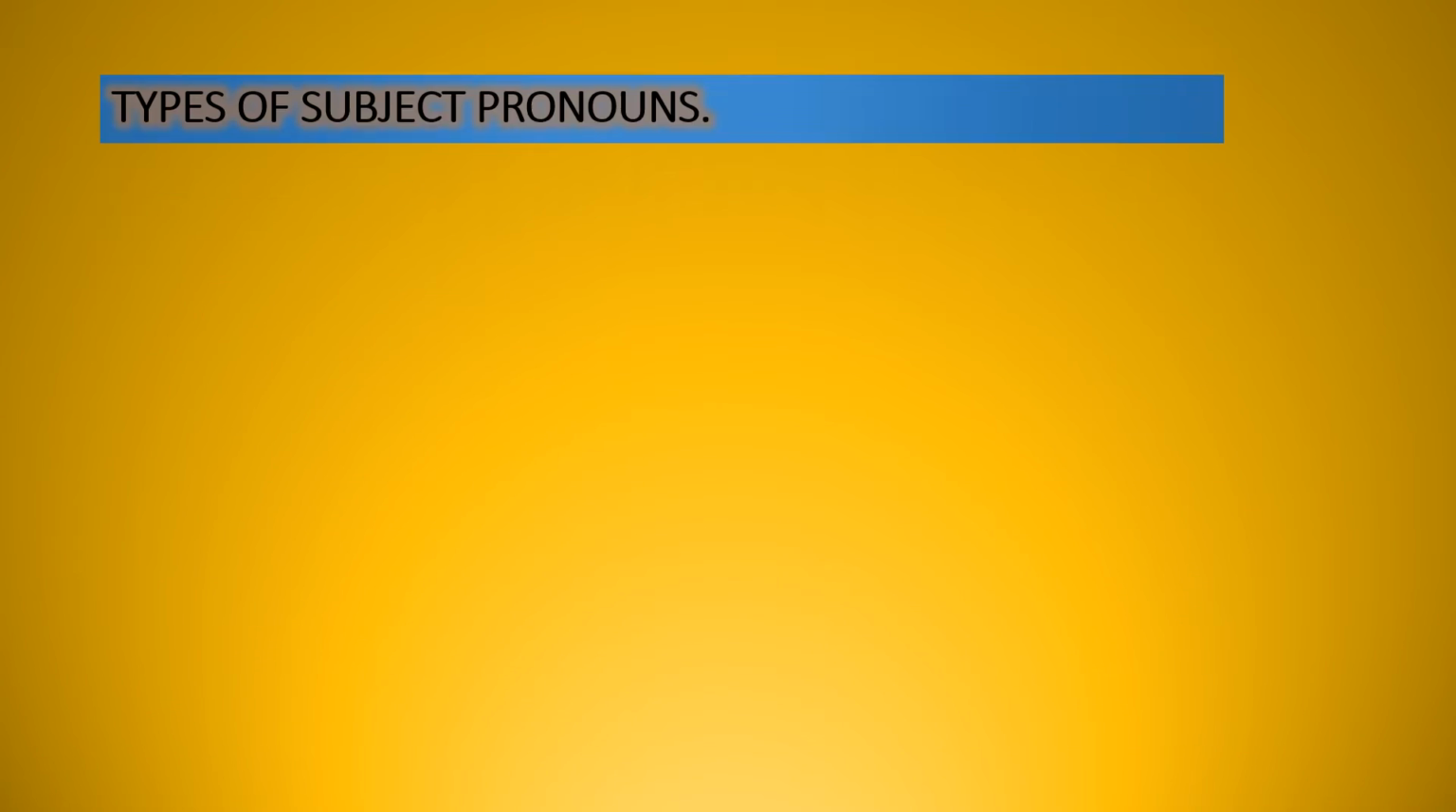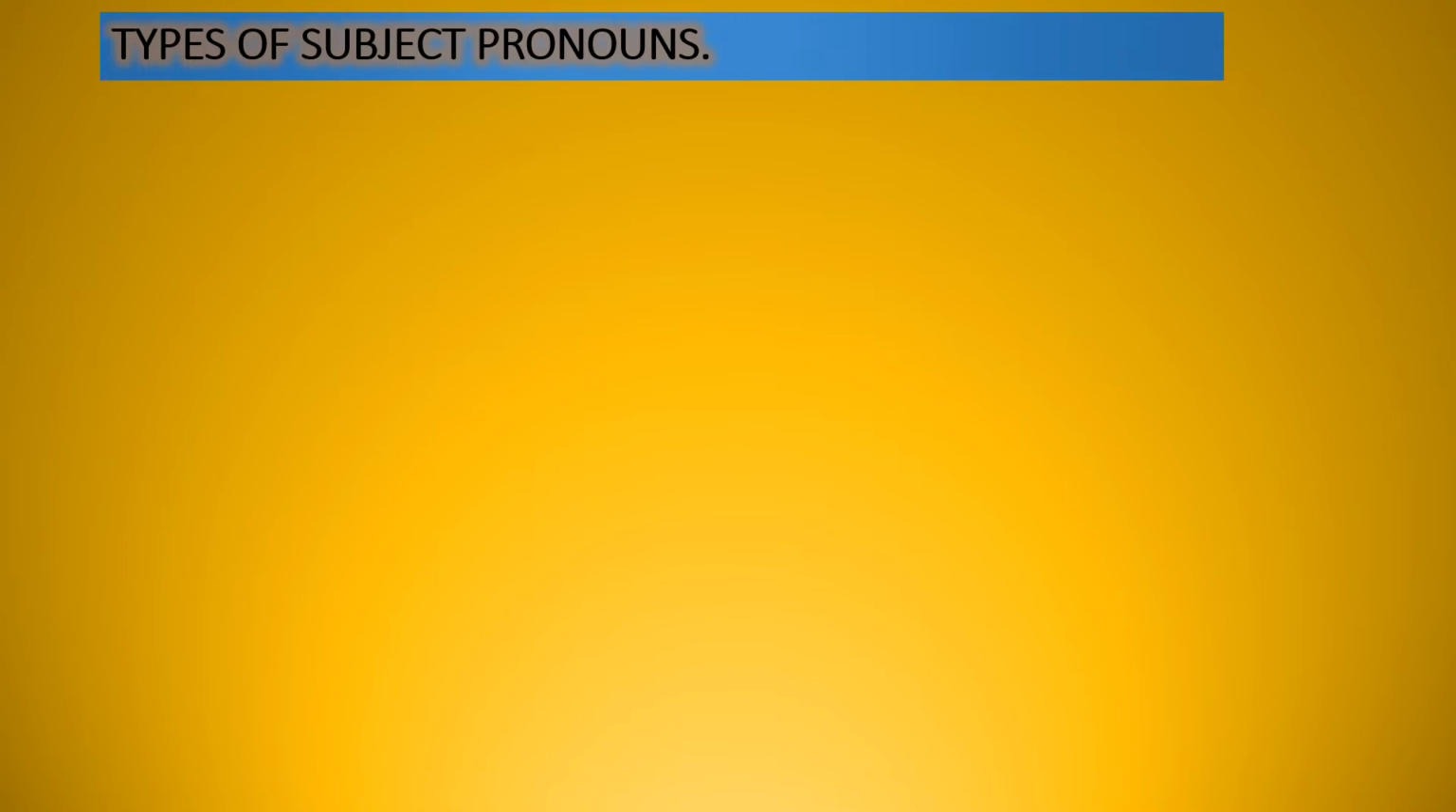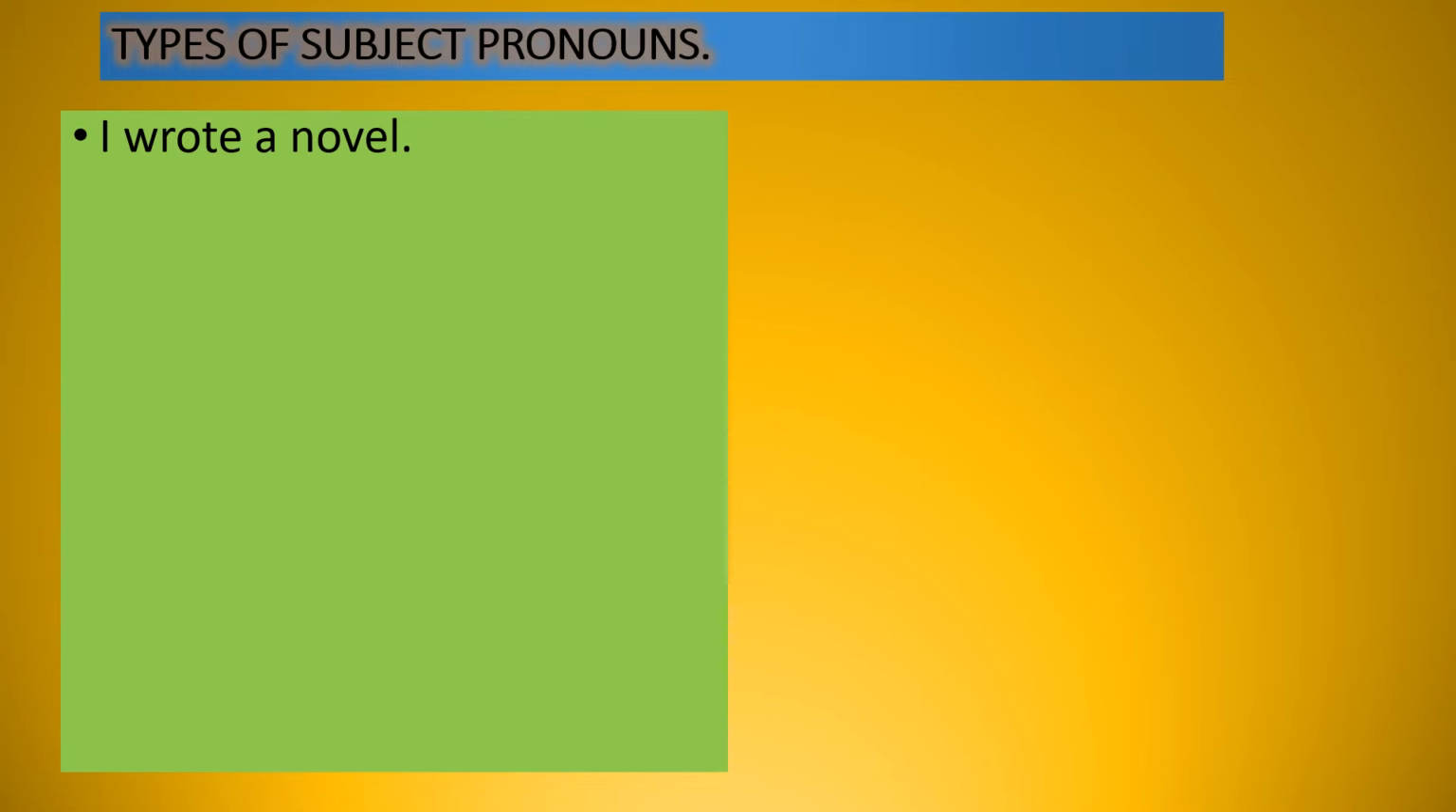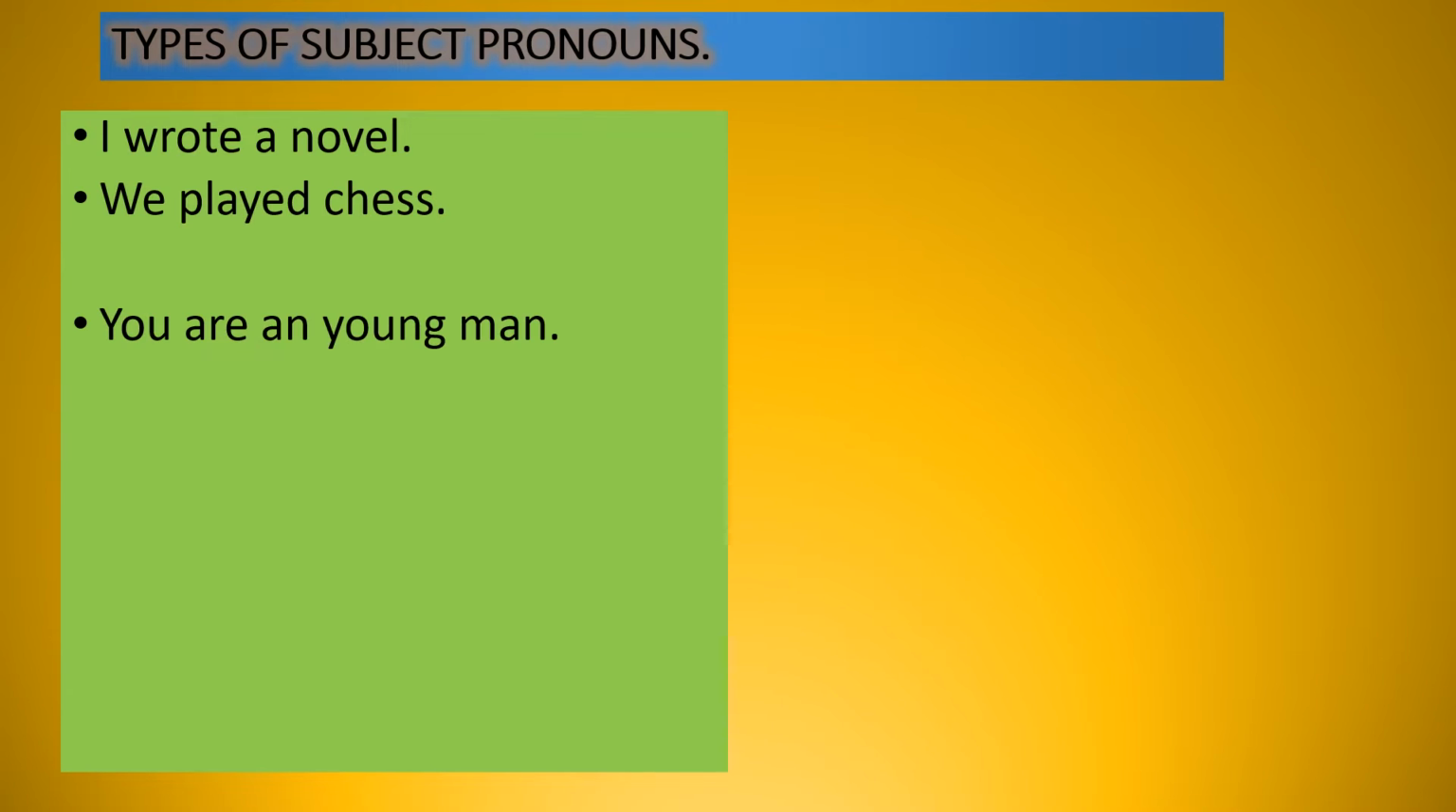Understood? Now let's see the types of subject pronouns. We have learned what personal pronouns are, the categories of personal pronouns. The types of personal pronouns are subject pronouns, object pronouns, and possessive pronouns. We have seen some examples of subject pronouns. Again, the subject pronouns are categorized into three categories. Before knowing about the categories of subject pronouns, just see the following examples. We are repeating the same examples we have mentioned earlier.